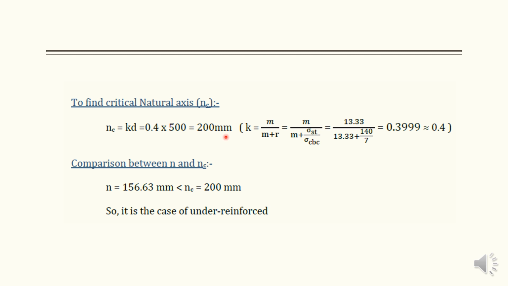Let us compare the actual neutral axis value with the critical neutral axis value. n is equal to 156.63, as we already found. The critical neutral axis is equal to 200 mm. So n is less than nc, and the given section is an under reinforced section.